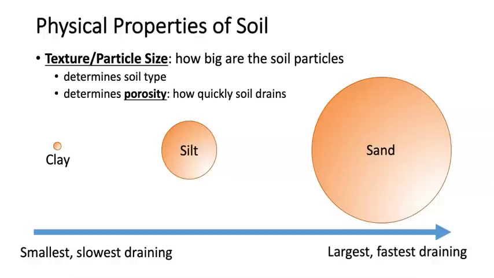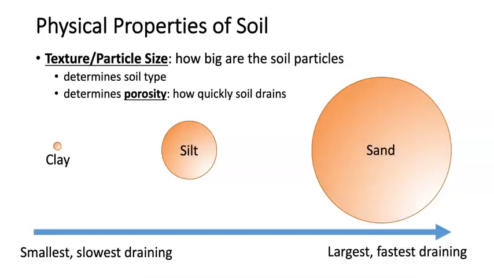We can also have mixtures of these three different types, and this is actually what determines soil type. We'll look at this a little more in a minute. You might remember the soil texture triangle from class, where you had to determine the percentage of clay, silt, and sand, and then determine the actual type of soil, for example, a silty loam.